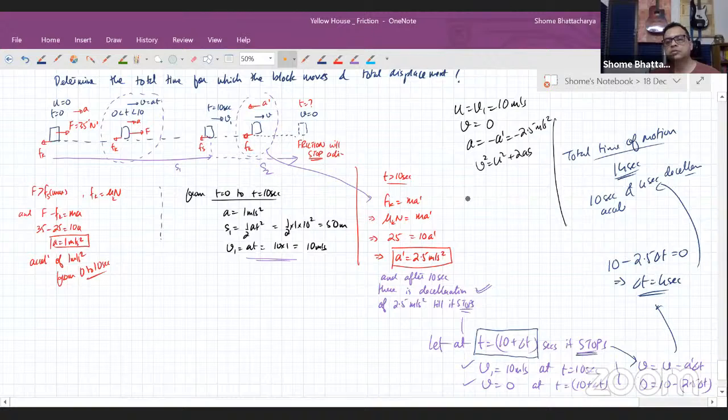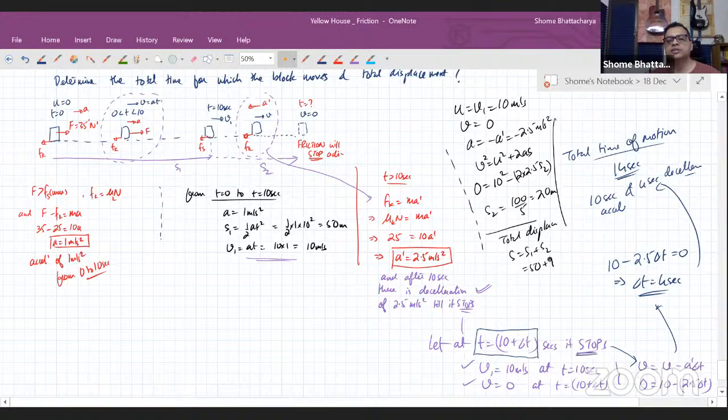So 0 is equal to 10 square minus 2 into 2.5 S2. So S2 will come out to be how much? 100 by 5, or 20 meters. Okay. That's why the total displacement will be equal to S1 plus S2. So that is going to be 70 meters.